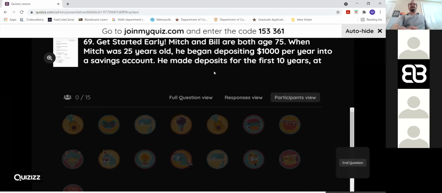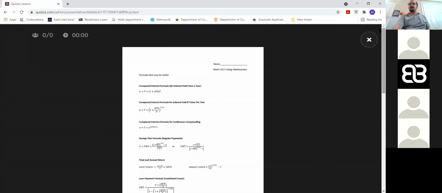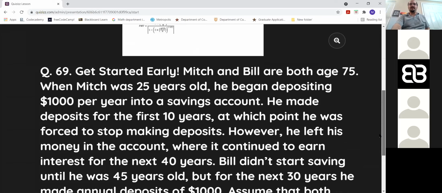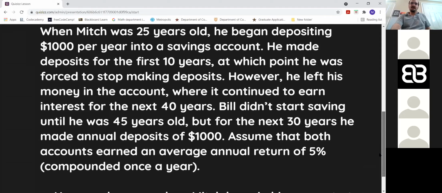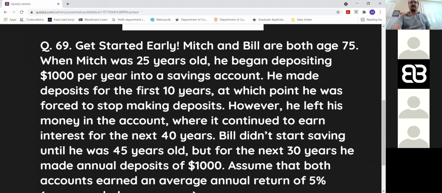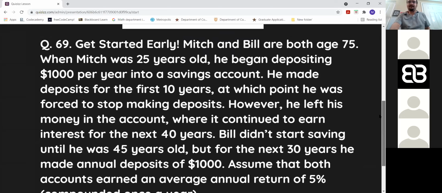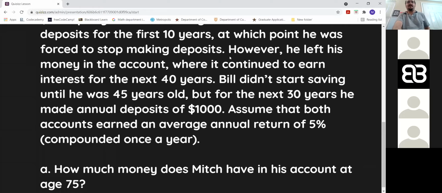Getting started early. So in this problem, they're trying to compare Mitch and Bill. They are both 75 years old, whatever. And so when Mitch was 25 years old, he started depositing $1,000 per year into a savings account. He deposits for the first 10 years, at which point he stops making payments. But he just leaves the money there and it just accrues interest for the next 40 years.